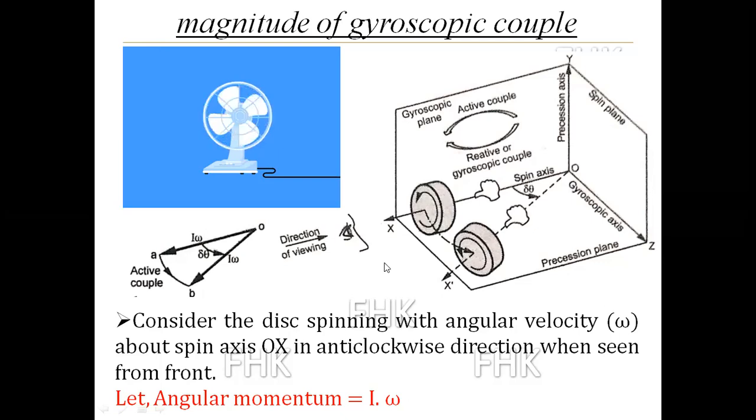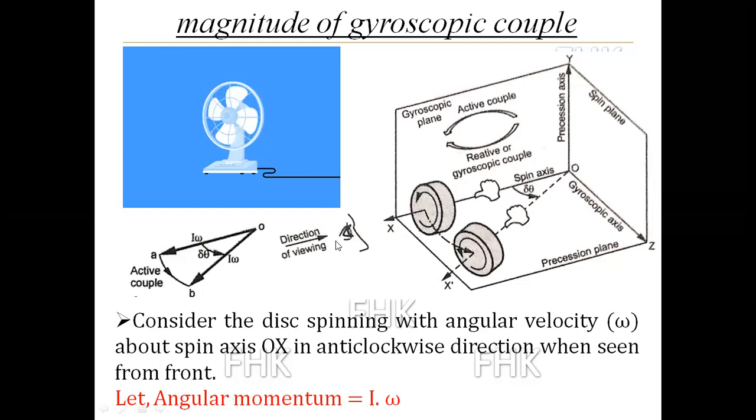Now let us start to find out the magnitude of gyroscopic couple. Consider the disk spinning with angular velocity omega. This is the disk spinning with angular velocity omega about the spin axis OX, in the anticlockwise direction when your position is on the left side, looking at that image from the front. So this position of the observer is the front position.